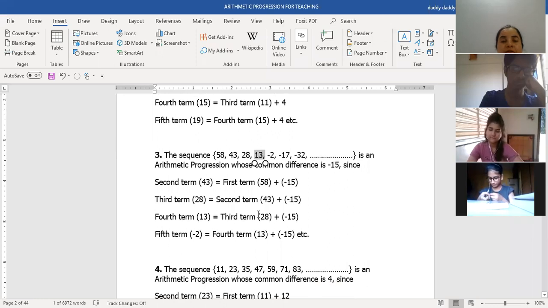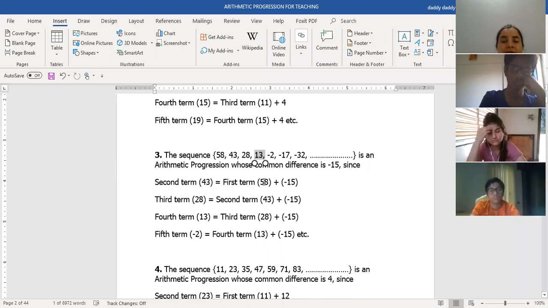Okay, here also what I have done is I have taken the first term, which is 58, and since they have given me the common difference minus 15, I added minus 15 with 58, and what will I get? The succeeding term, 43. Then I picked up 43, that is the second term. I added the common difference and I got 28, which is nothing but the third term. Similarly for the other two examples.